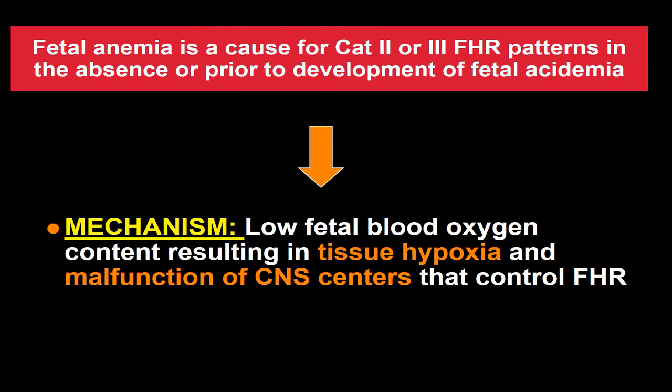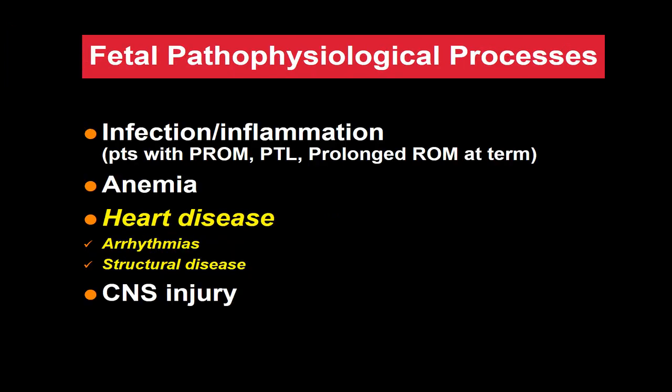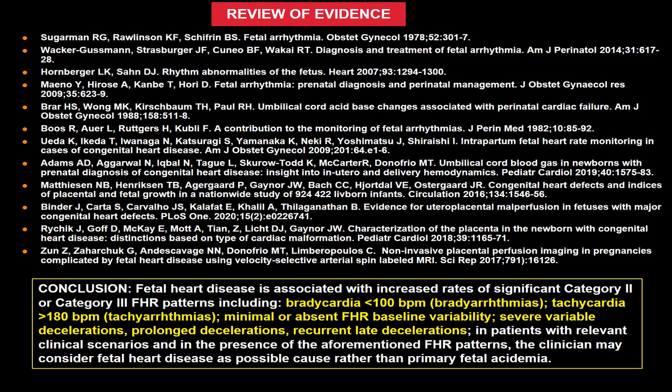The mechanism that fetal anemia may cause abnormal heart rate patterns in the absence of fetal acidemia may be related to the low fetal blood oxygen content, resulting in tissue hypoxia and malfunction of the CNS centers that control fetal heart rate. Fetal heart disease, either arrhythmias or congenital structural disease, are associated with abnormal fetal heart rate patterns in the absence of fetal acidemia.